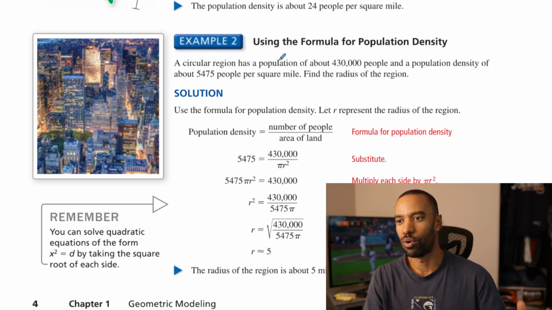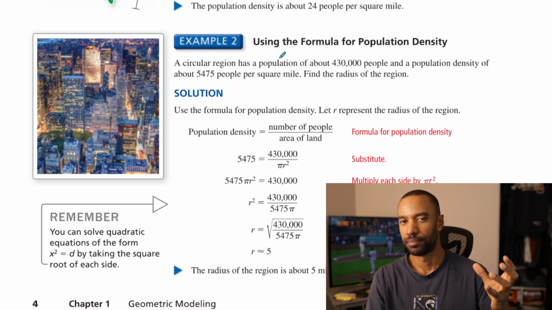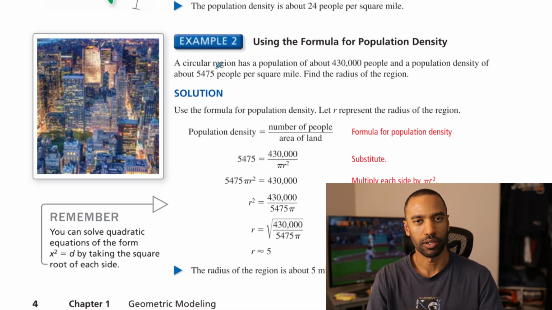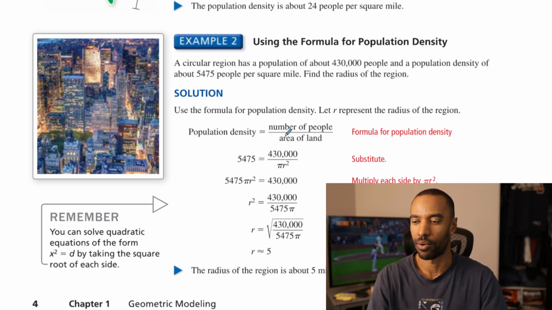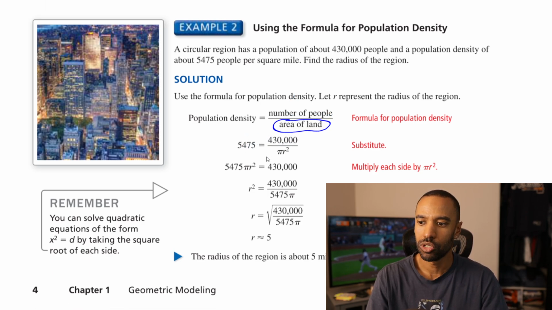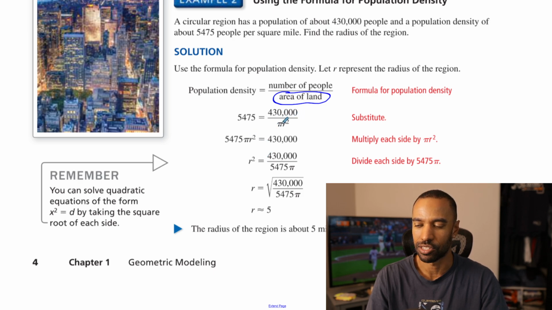Now this time we're missing area stuff. We know it's circular, so our area is pi r squared. We're basically going to solve for r in this scenario, understanding that the area of the land is the part that is unknown to us. This time we know the density, and we know, once again, the population here. So do what you need to do to get r by itself in this scenario.